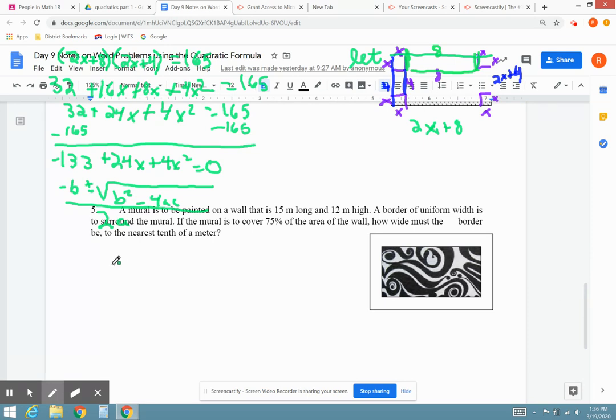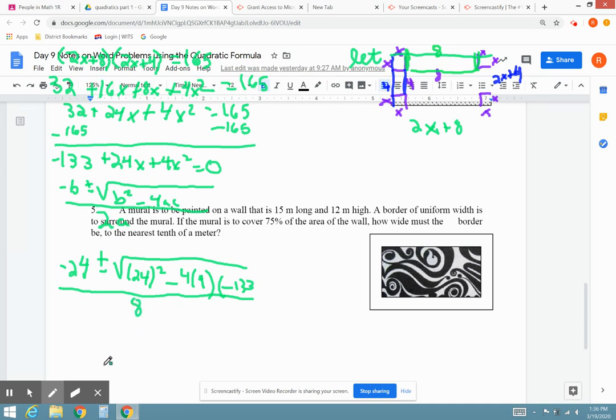Okay, so that substitutes to negative 24 plus or minus the square root of 24 squared minus 4 times 4 times negative 133, all over 2 times a. A is 4, so 2 times 4 is 8.